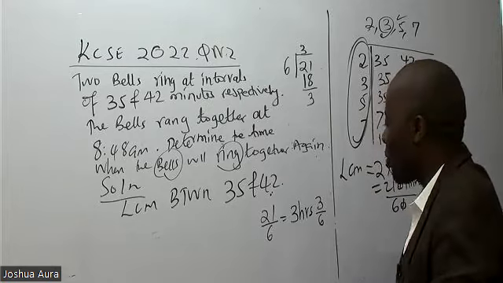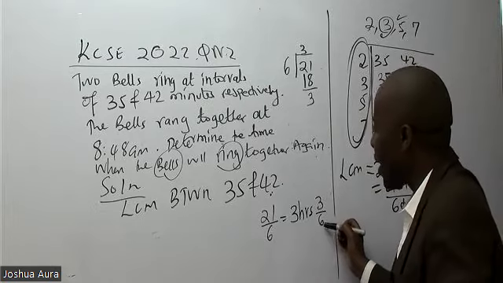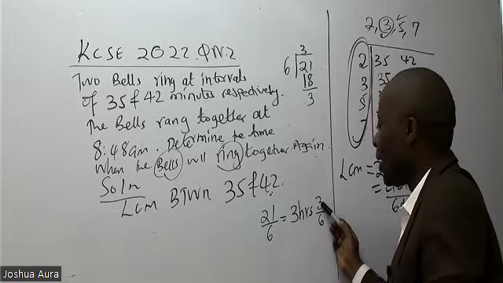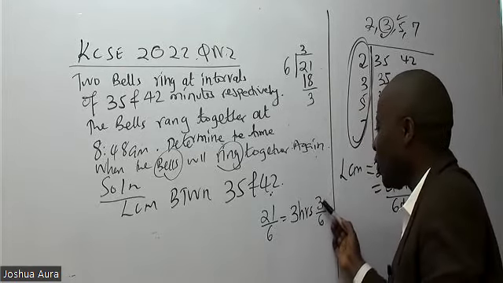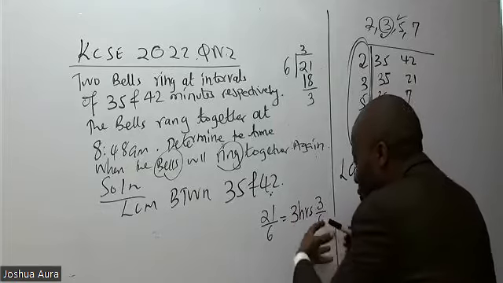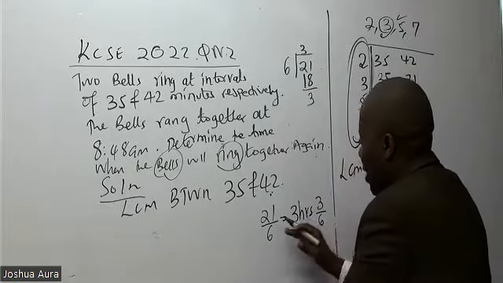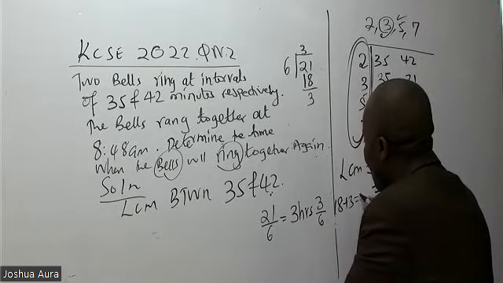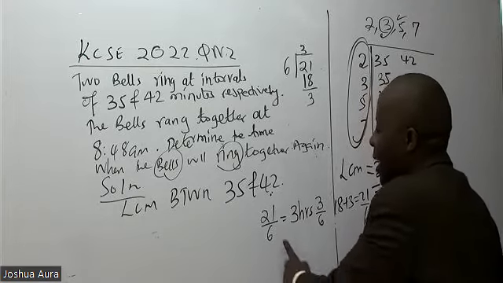I mean, if you try converting this to an improper fraction, ladies and gentlemen, it will be 3 times 6 plus 3. 3 times 6 is 18 plus 3 is 21. So 21 over what here? 6.